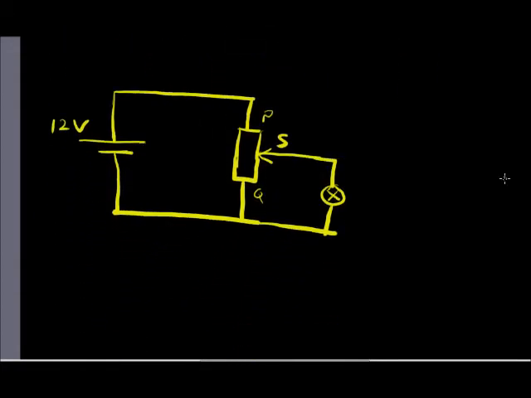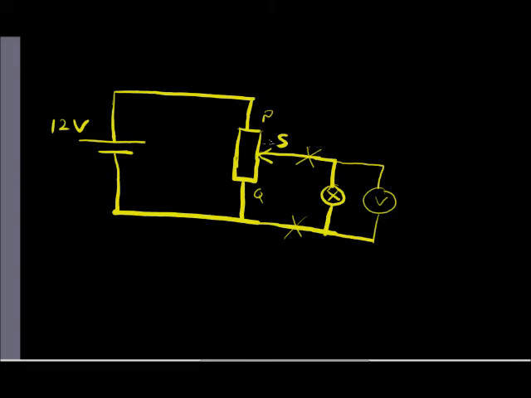Let's look at the questions. If we wish to measure the current flowing through the lamp, then we have to put the ammeter in series configuration. So we can either put our ammeter here or here. And if we wish to measure the voltage across the lamp, then we need to set up a parallel circuit with the voltmeter attached. Only then can we measure the voltage across the lamp.